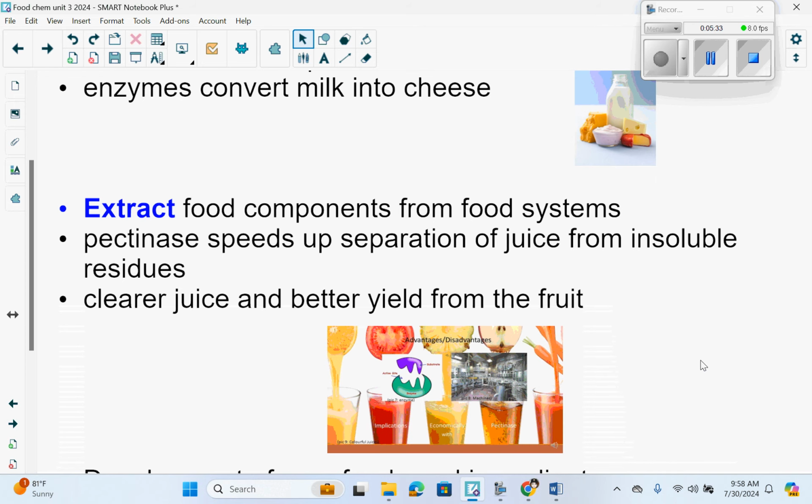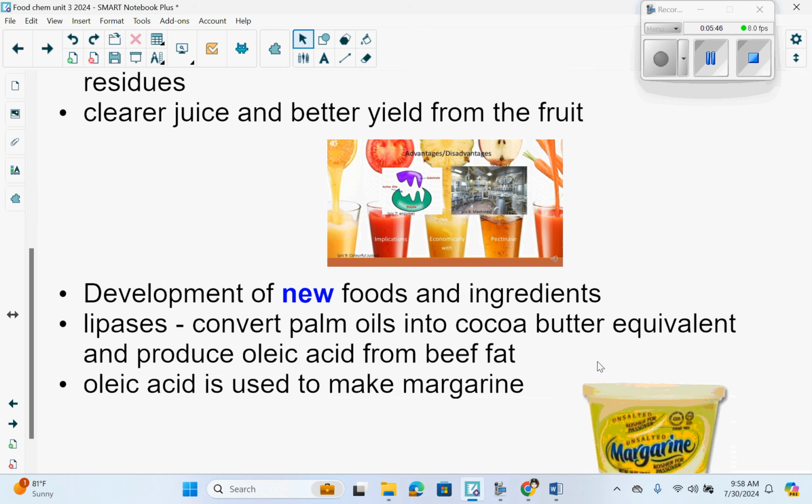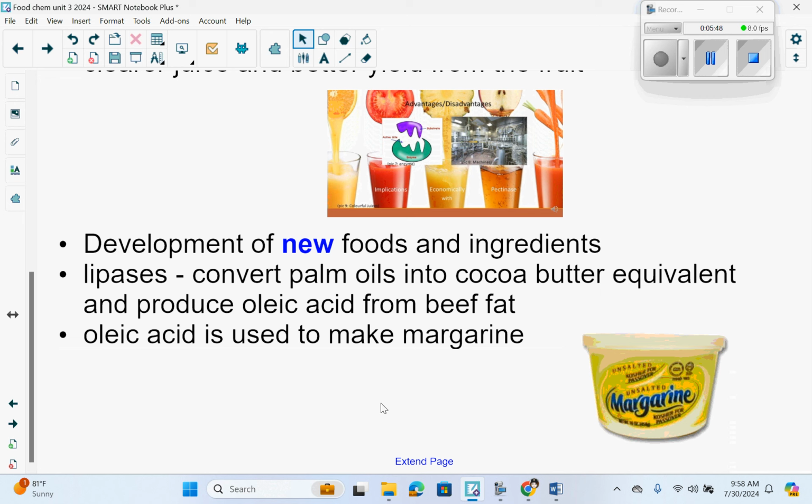Pectinase speeds up the separation of juice from insoluble residues. So this pectinase is the enzyme, and it can help provide a clearer juice and a better yield of that juice from the fruit. You can have development of new foods and ingredients. Lipases. These are enzymes that convert palm oils into a coconut butter equivalent and produce oleic acid from beef fat. Oleic acid is used to make margarine.